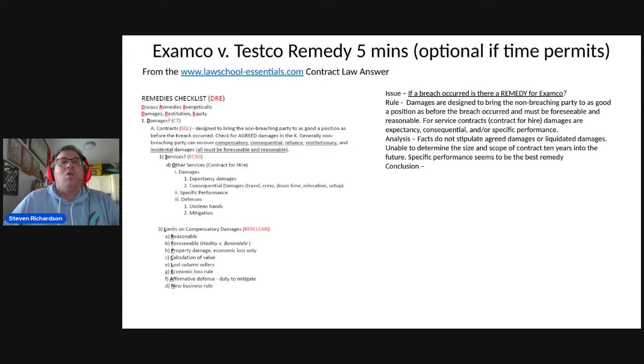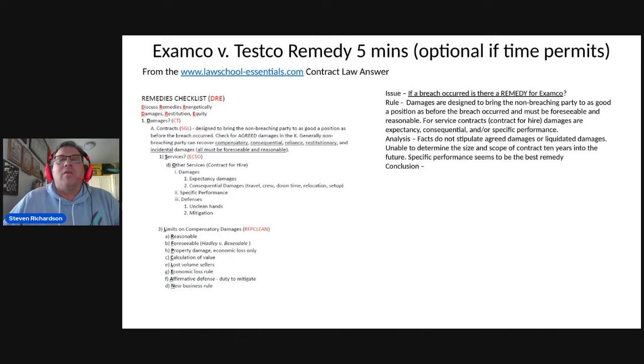So now, remedy. If time permits, you talk about a remedy. And so some of your remedy would be expectancy damages and consequential damages. But the problem with this is that you can't foresee 10 years out or 8 or 6 or 5 years out how much business is going to be, what the damages would be. So that's a problem.